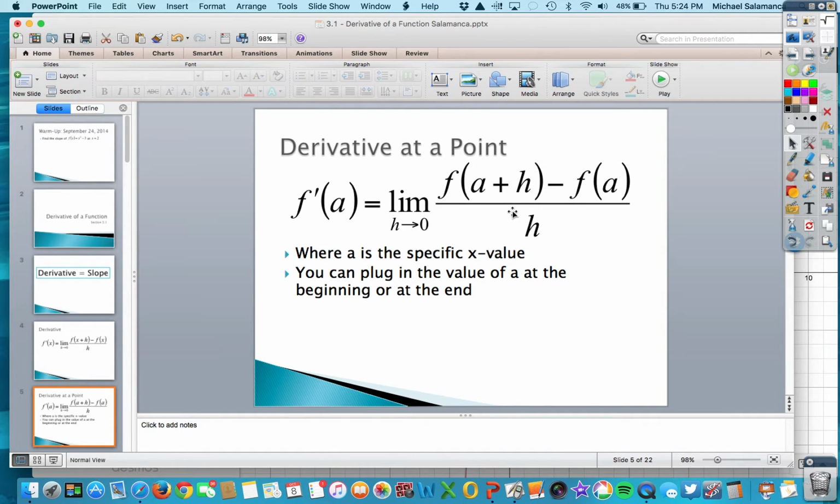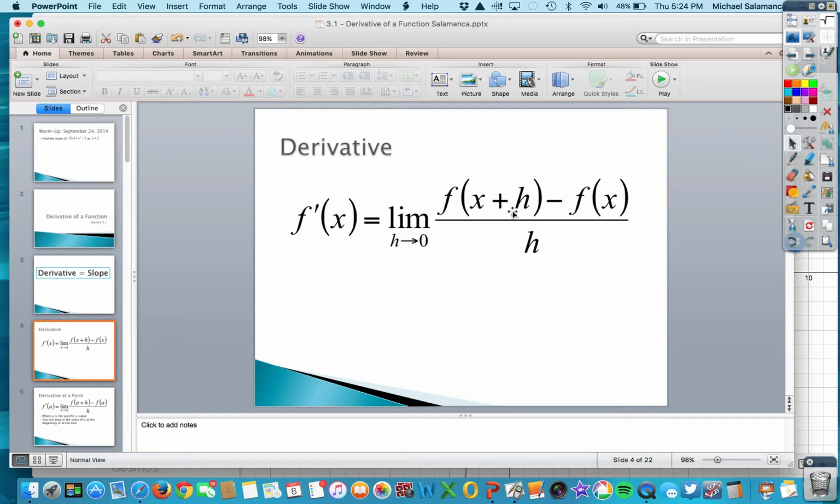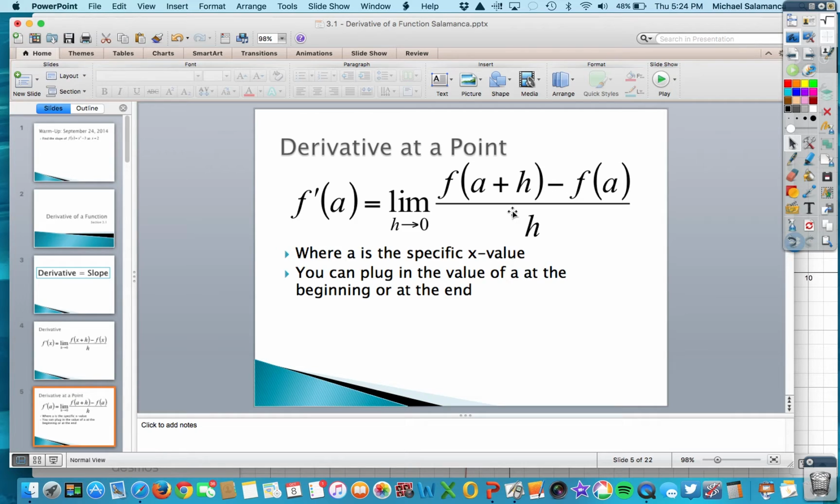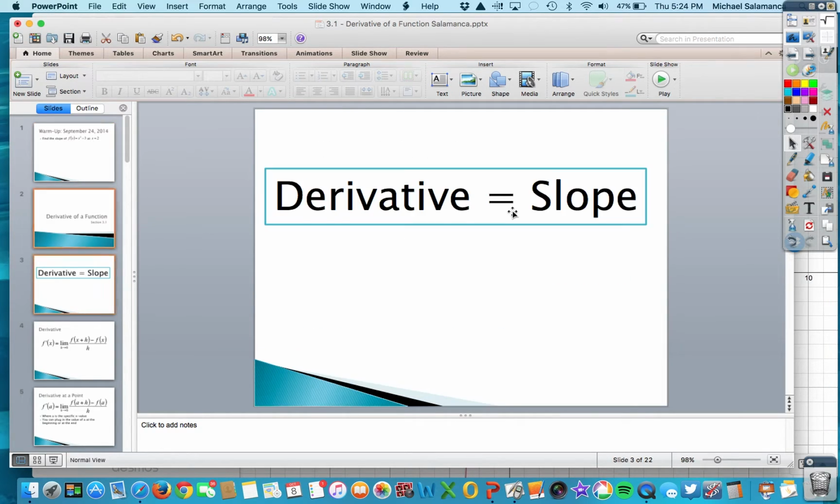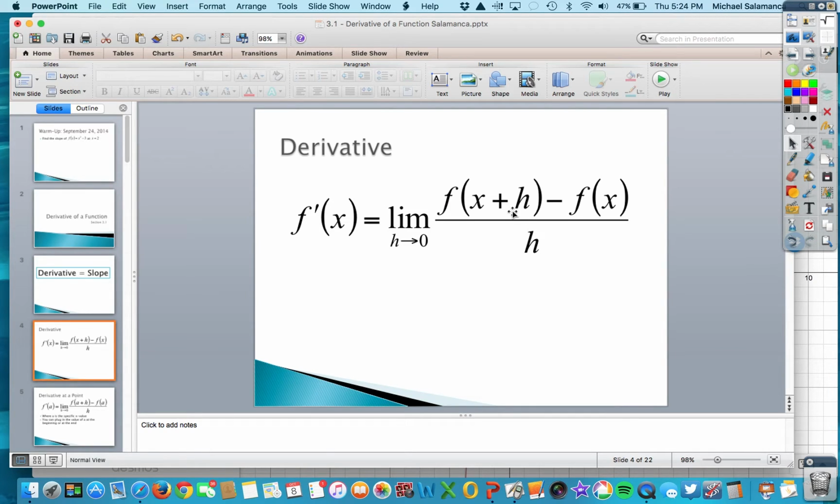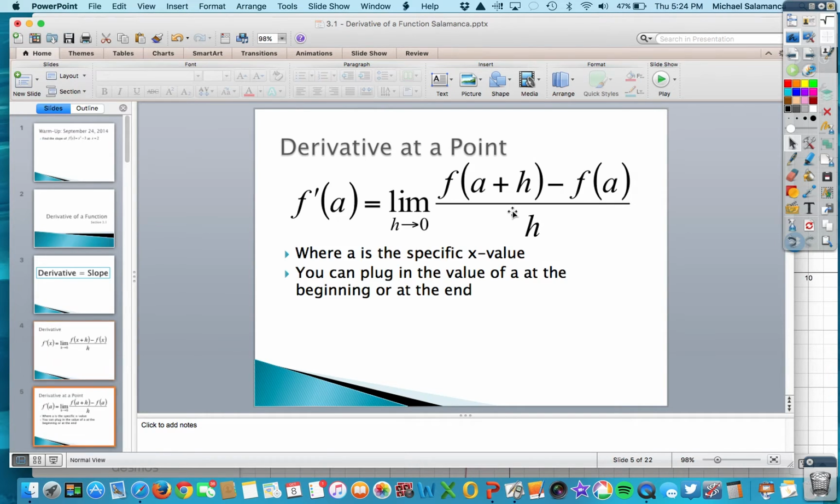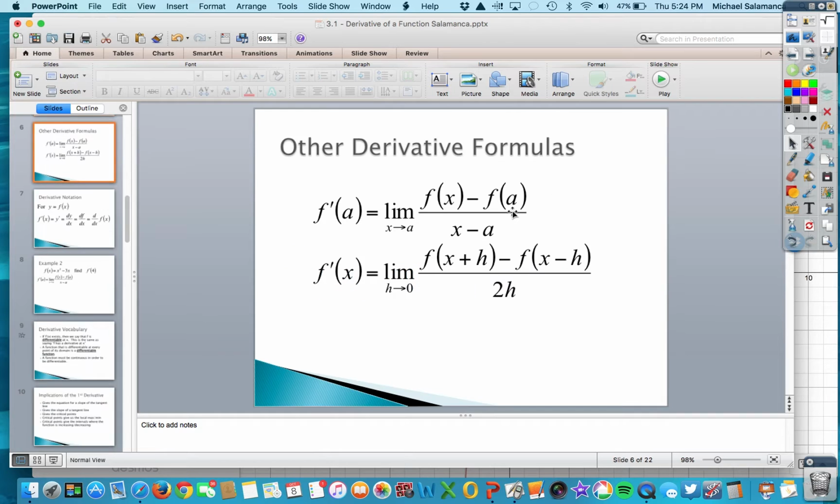The big difference between this equation and this one is that this one is a more generic form. I actually like this one a lot better than this one. With this one, you're just substituting that x value immediately. So in the warm-up problem, instead of doing that long workup that we did, instead of putting x, we would put 2. Again, I like the original better because once you have the equation for the slope of a tangent, you could substitute any value you want. This is very specific. So again, you can plug in the value of a at the beginning or at the end. Again, I prefer the end.